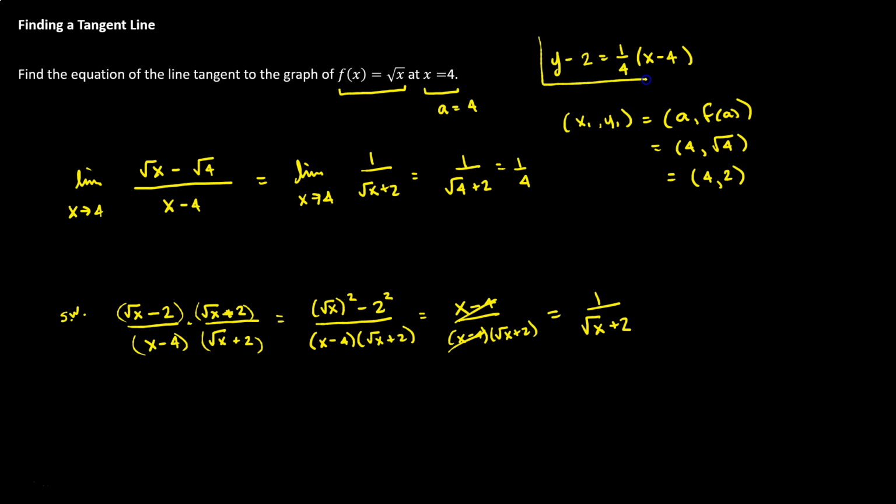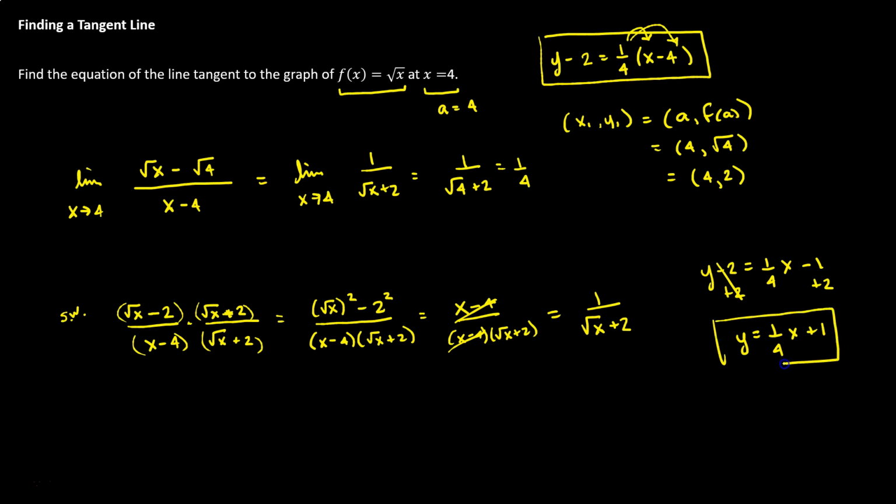And I'd like to clean this up before typing it into Geogebra as well. Let's distribute the 1/4 into the parentheses. So, and I'll write that down here. We have y minus 2 equals 1/4 x minus 1/4 times 4, which would be 1. Then I'll add 2 to both sides so that I get y equals 1/4 times x plus 1. That's our tangent line. This is what we want to plug into Geogebra to make sure that it is tangent to the function root x at the value x equals 4.